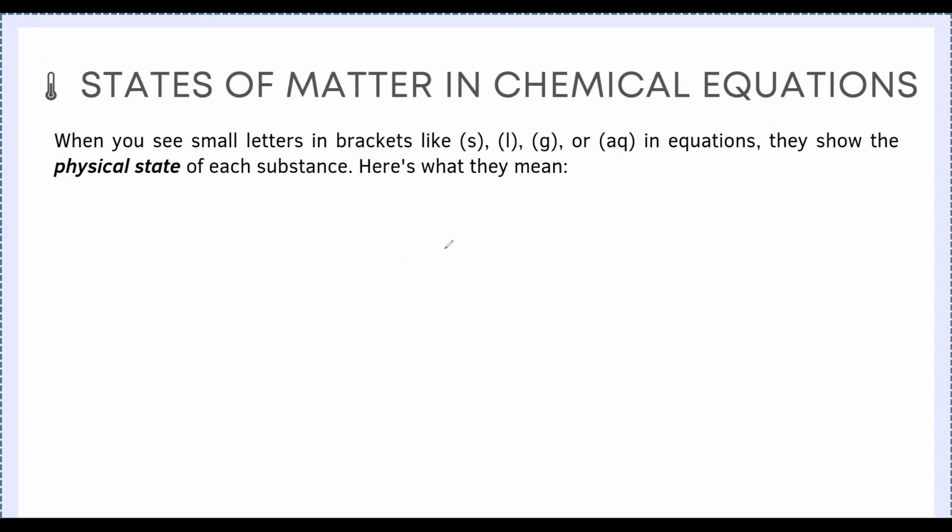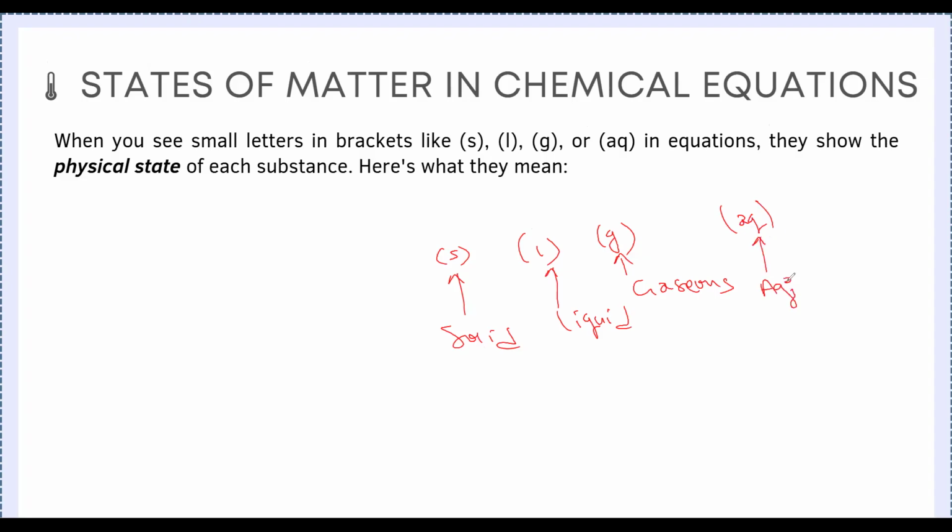For instance, when you see in a chemical equation this notation, it is simply telling you that that substance is in the solid state of matter. When you see an L like this, it means it is in the liquid state of matter. When you see a G, it means it is in the gaseous state of matter. And then finally, when you see an AQ like this, it means it is in the aqueous state. Aqueous state simply means it has been dissolved in water. Aqueous was derived from the word aqua.